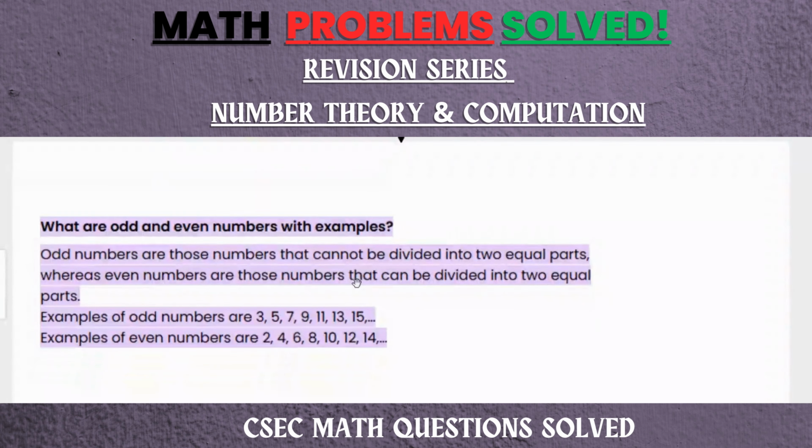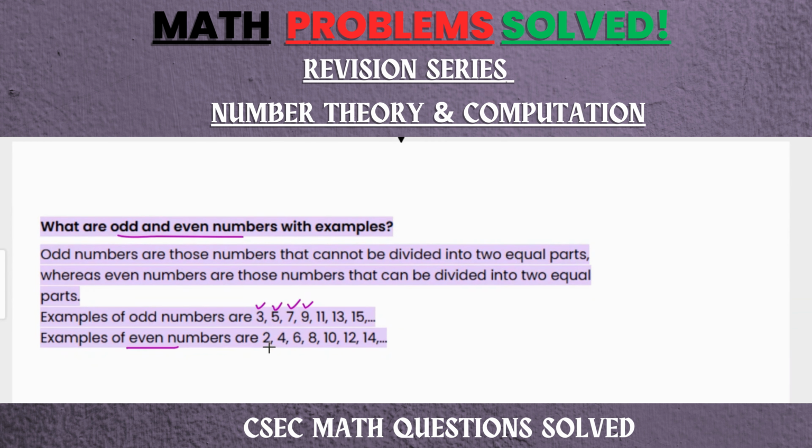Then what are odd and even numbers? It's very simple. Odd numbers are those numbers that cannot be divided into two equal parts. You may define odd numbers in many ways. Like if we look at the numbers 3, 5, 7, 9, they are not the multiples of 2, right? In other words, when you divide them by 2, you will get the remainder 1, and you will not get the remainder 0. So these are called odd numbers.